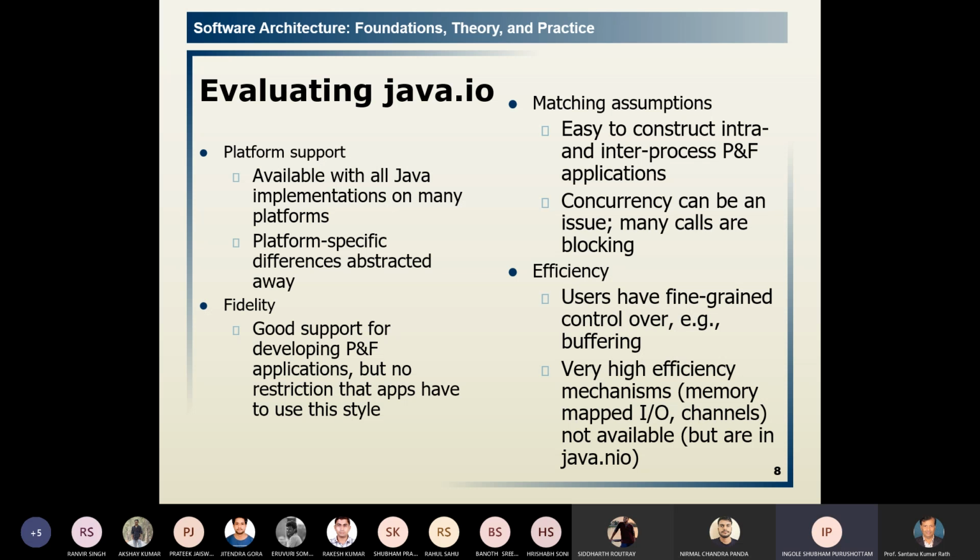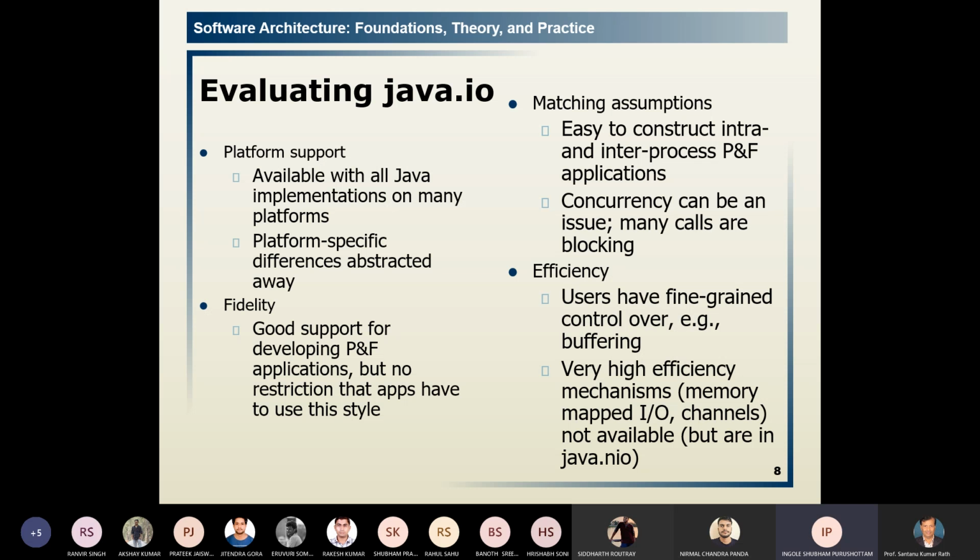The third is matching assumptions. It is easy to construct intra- and inter-process PNF applications. And concurrency can be an issue in java.io. Many calls are blocking. So these are some assumptions.